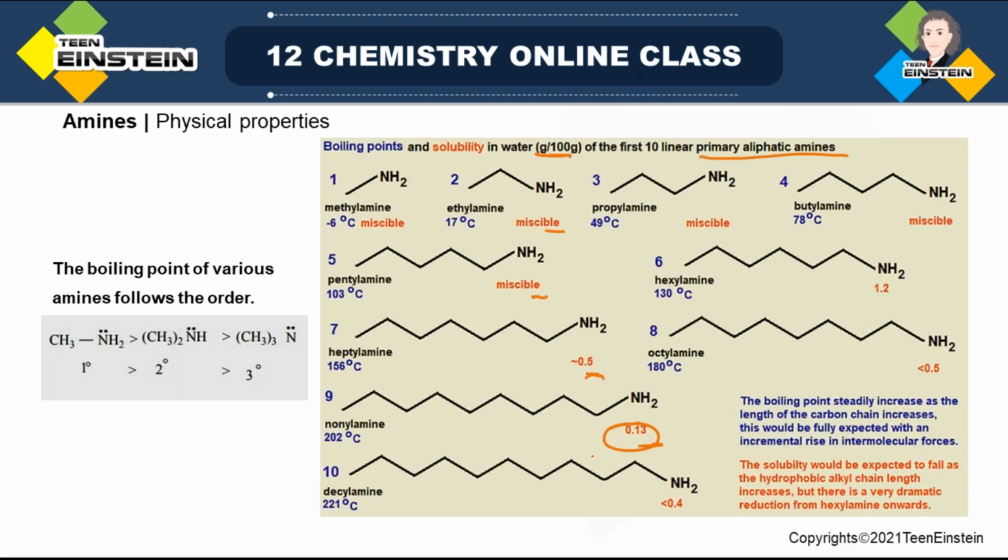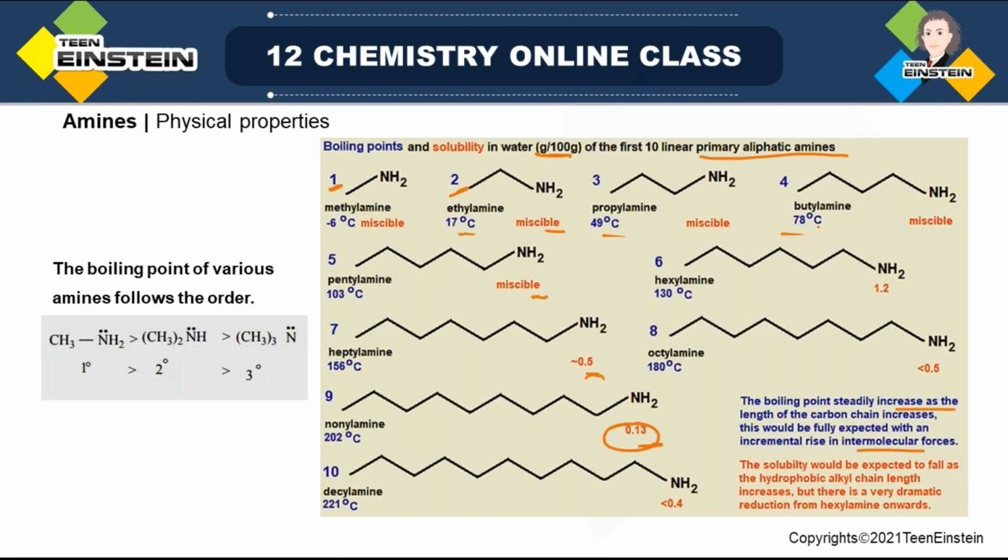Boiling point, if you move from molecule 1, 2, 3 to 5, where the number of molecules is given like this 1, 2, 3, steadily increases as the length of the carbon chain increases, and that is expected because of incremental rise in intermolecular forces. So the hydrophobic part is increasing, the van der Waals interaction, which is responsible for the hydrophobic region, will also increase, and boiling point will also increase. -6 degree, then 17, 49, 78.